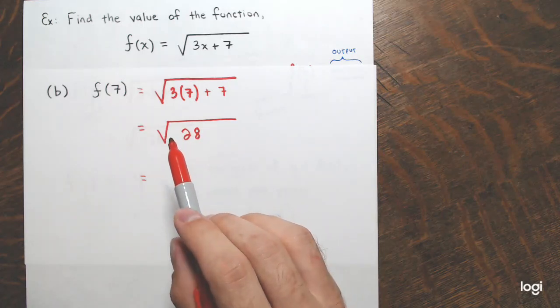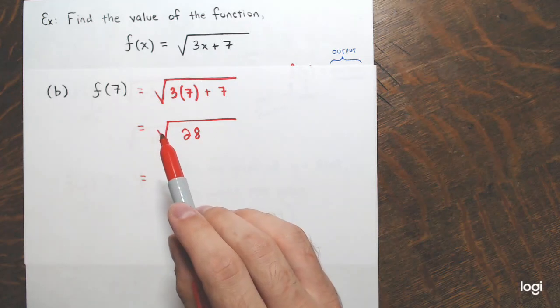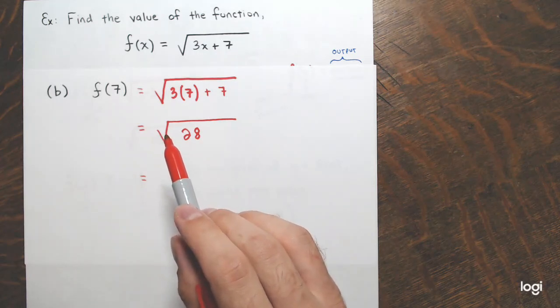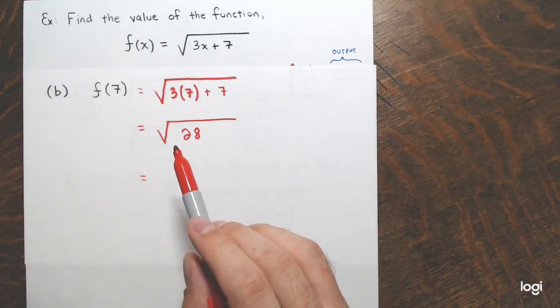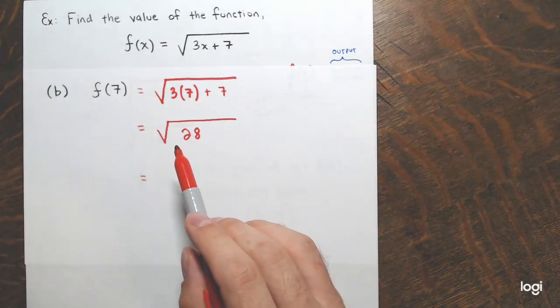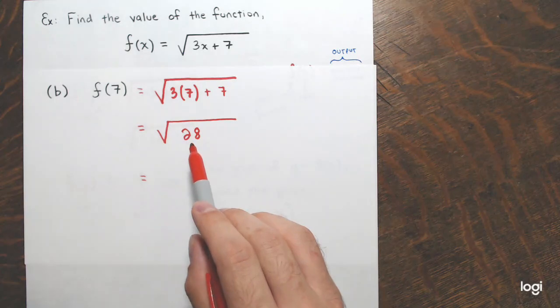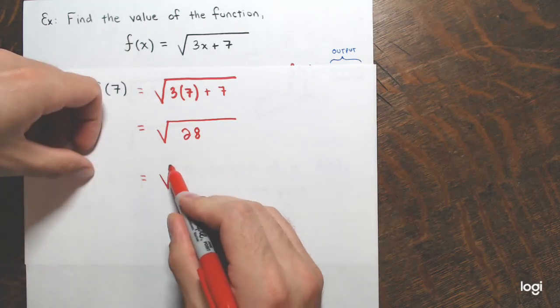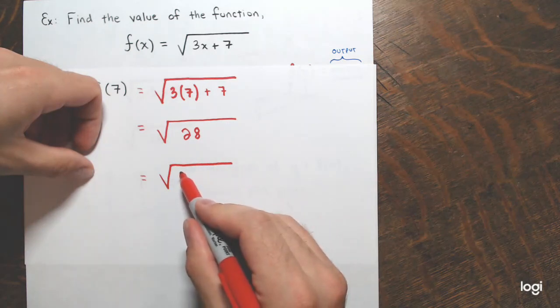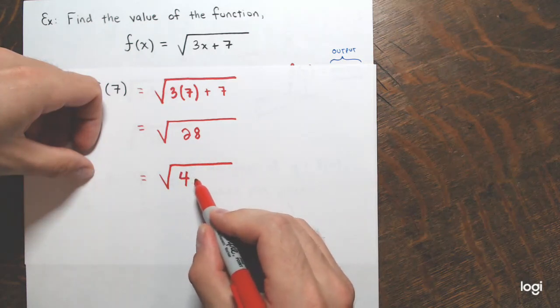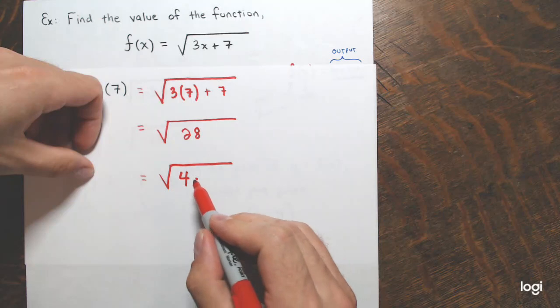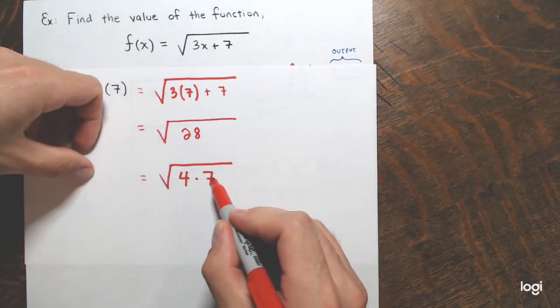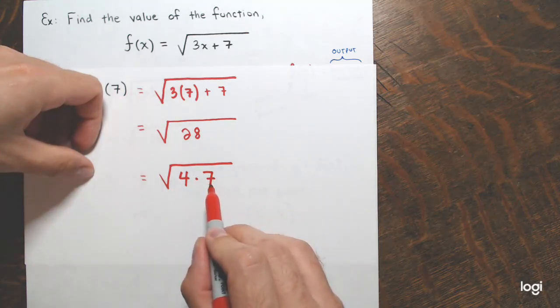So you might ask, this is a square root, so I'm looking for perfect squares, powers of 2. So what's a perfect square that goes into 28 evenly? That is a factor of 28, and that would be 4, right? So you can break up 28 into a perfect square factor, 4, which is 2 squared, times 7, the non-perfect square factor.